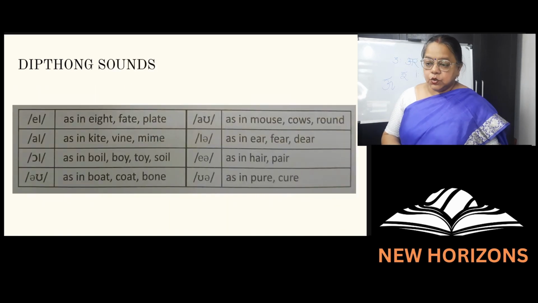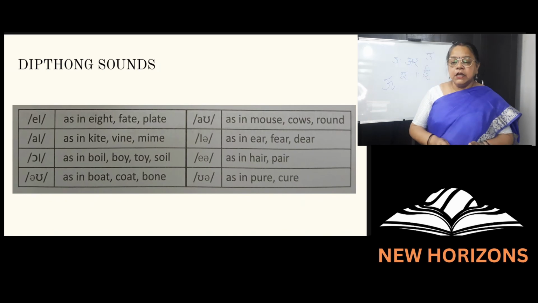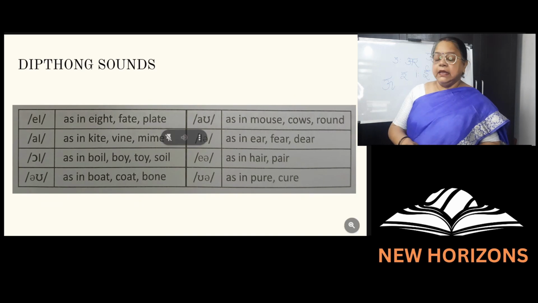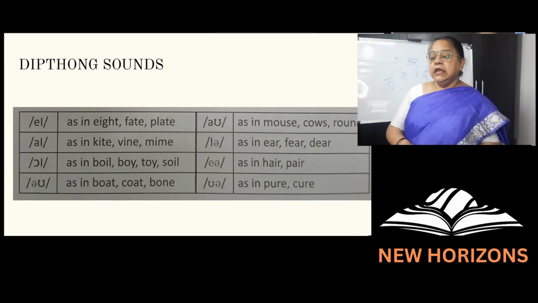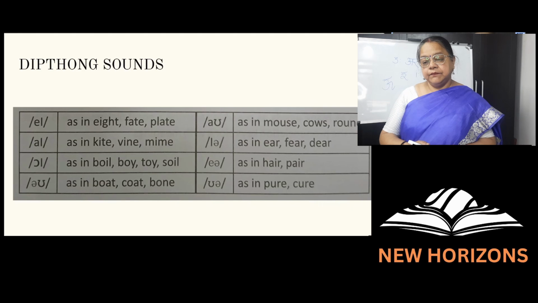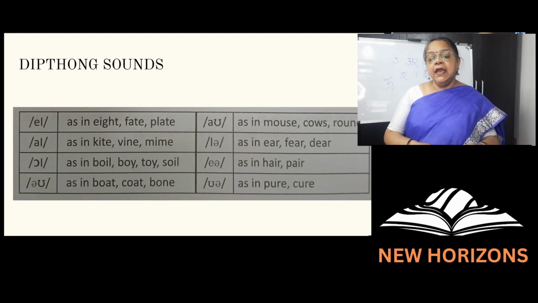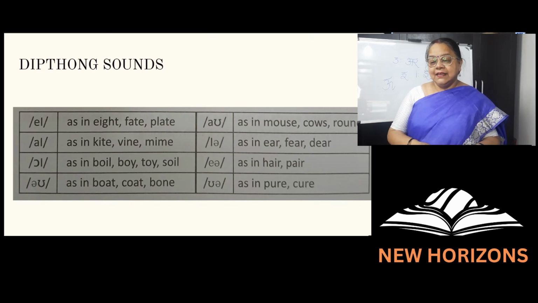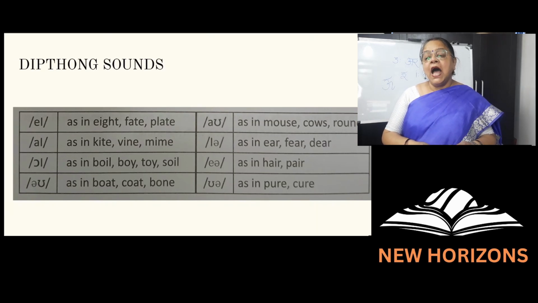There are basically, like I told you, 8 diphthong sounds. The first one is E and L. It looks like an L in the print pattern, but the sound emitted by it is A, the Hindi A. Eight, pate, plate. Clear? The next one, A and L, but it gives the sound I: kite, wine, mime.